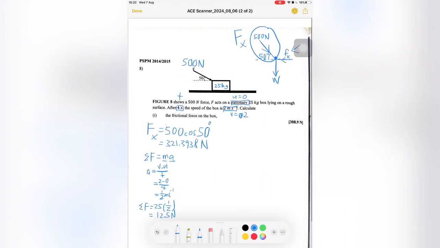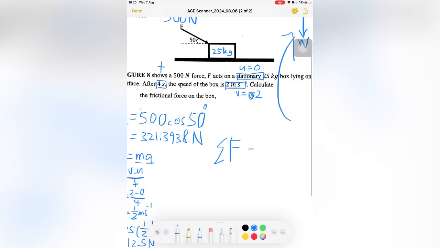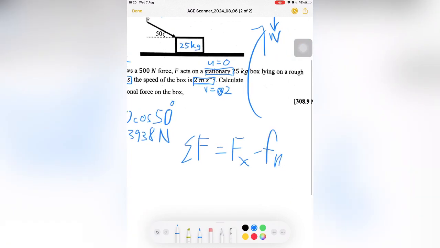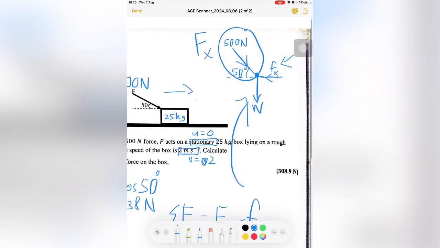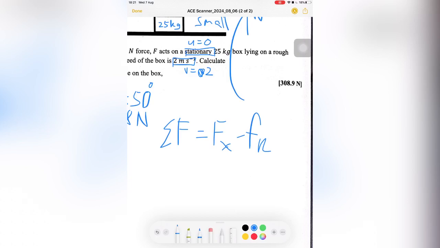Let's build an equation according to this free body diagram. So the sum of force equals Fx minus frictional force, because Fx acts here, but there is some frictional force opposing it. But it will go towards the right eventually, because this one is bigger and this one is smaller. So you will get this equation: sum of force equals Fx component minus frictional force.